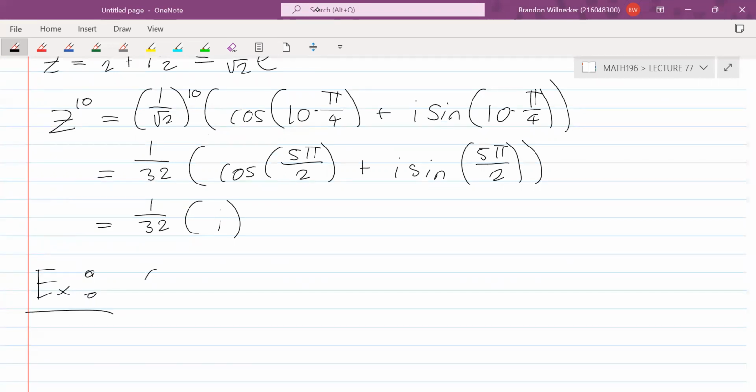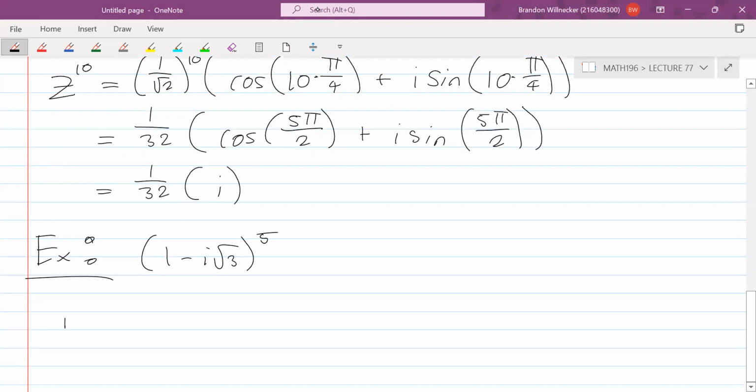Okay, so let's say we have (1 - i√3) to the 5th power. So it's this times itself 5 times. Again, the first thing we need to do is write this in polar form, so that's going to help us with the calculation. So r is going to be the square root of 1 squared plus 3, so that's going to be root 4, that's going to be 2.